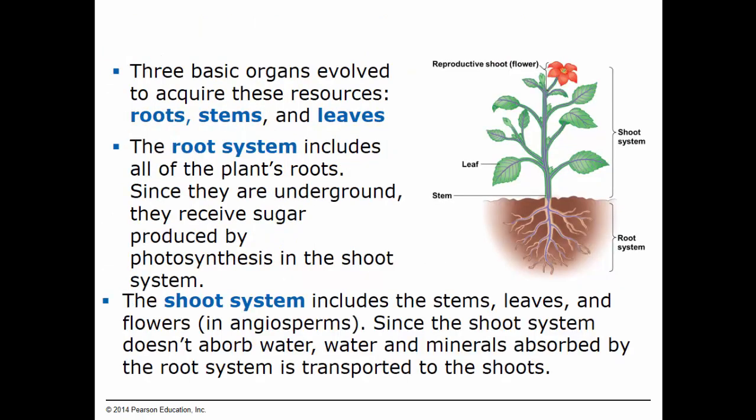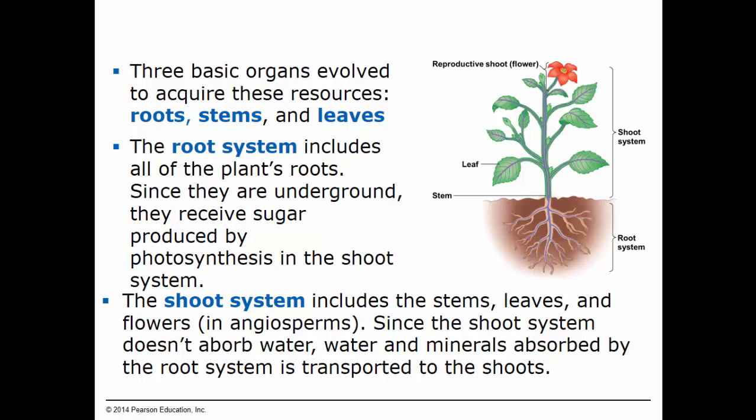Each of the plant organs, roots, stems, and leaves, are involved in obtaining the resources that the plant needs for photosynthesis and growth. We can divide the plant into the root system, that's the below ground portion of the plant, which includes all of the plant roots, whether they be the primary roots or the smaller secondary roots. Since this plant system is underground and it's not receiving any light energy, it's not capable of photosynthesis. So the root system relies upon sugars to be delivered from the above ground portion of the plant.